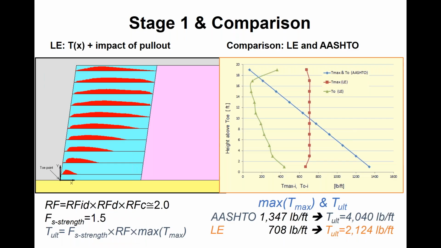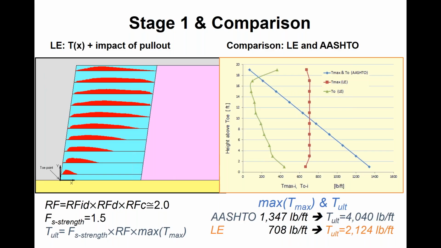Well, let's run stage 1. Let's get the baseline solution. On the left, you see the baseline solution. It considers rear end pullout as well as front end pullout. And on the right, you can see a comparison. In blue is Tmax and T0 from AASHTO, current design, the earth pressure based approach. And you know it's an earth pressure based approach because of the linear envelope that's just representative of earth pressures in the tributary areas contributing to reinforcement loading.